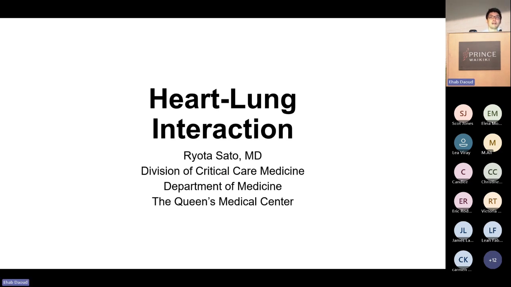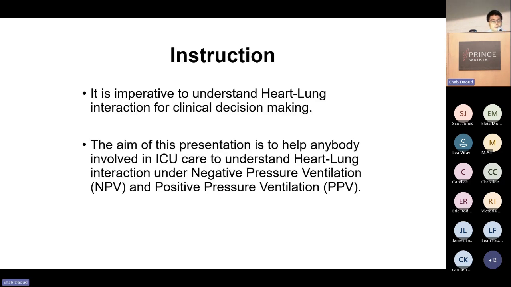And obviously this is a very complicated topic and it's really difficult to understand. So I'm going to just overview the basics of heart-lung interaction. So nothing to disclose. So first of all, the reason why we're learning this is it's very important to understand the interaction between heart and lungs, especially for clinical decision making. And then the aim of this presentation is to help everybody to understand the interaction under negative pressure ventilation and also positive pressure ventilation.